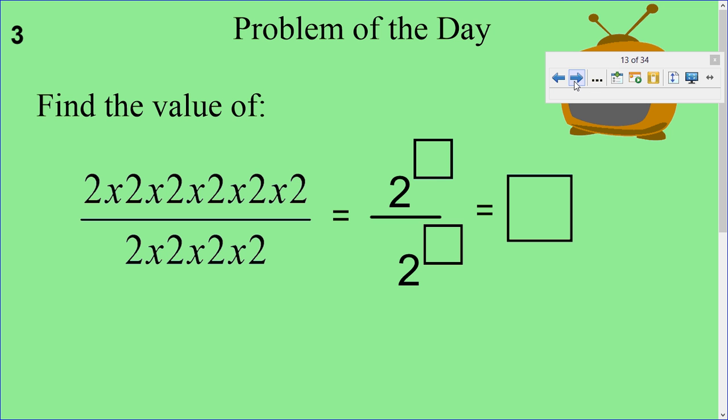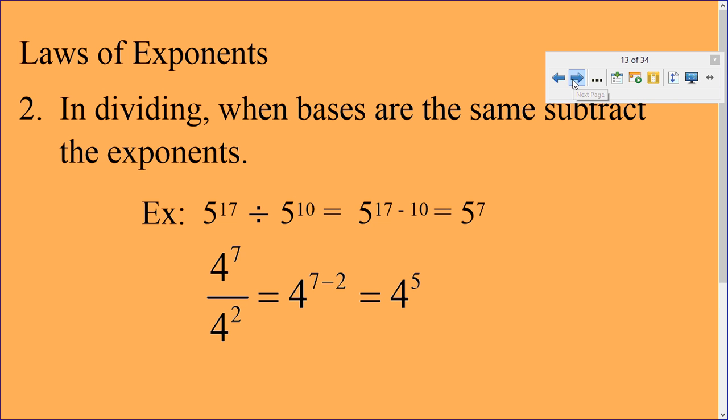So there would be a problem that you might want to try out on your spare time. You may pause it and try it out. But this one, I notice you're dividing. All these 2's being multiplied, dividing by 2's, which leads us into law number 2. In dividing, when the bases are the same, subtract the exponents.